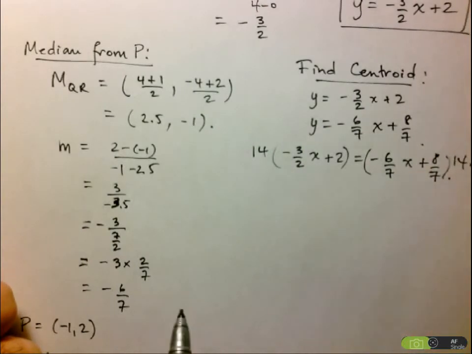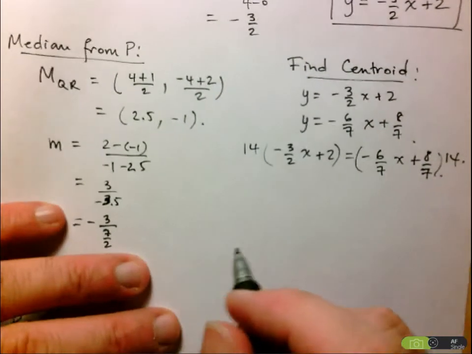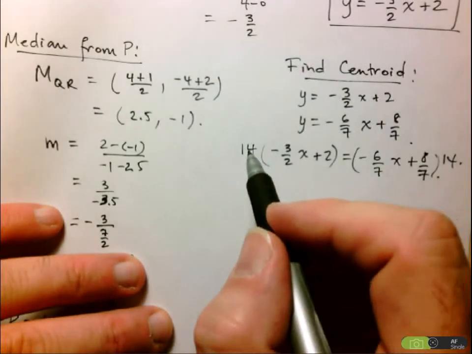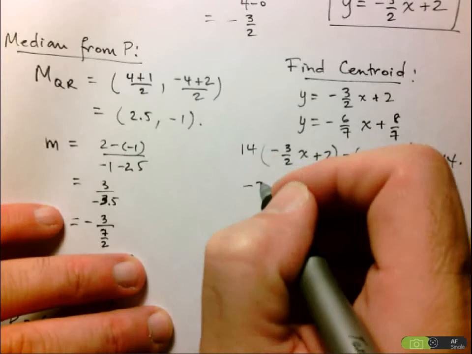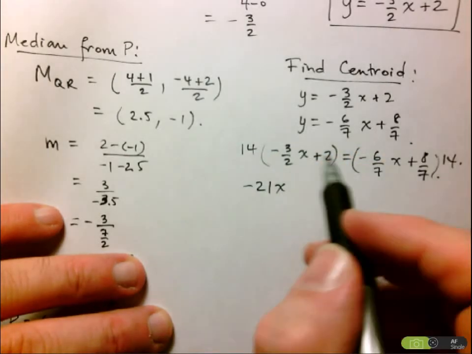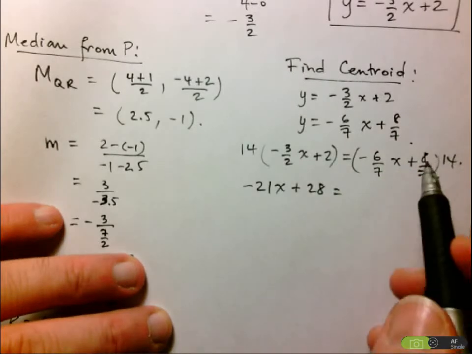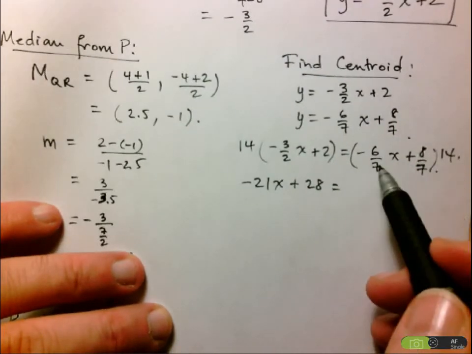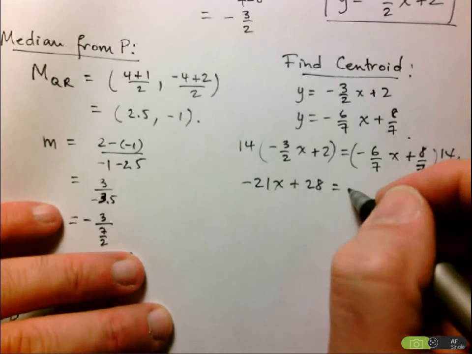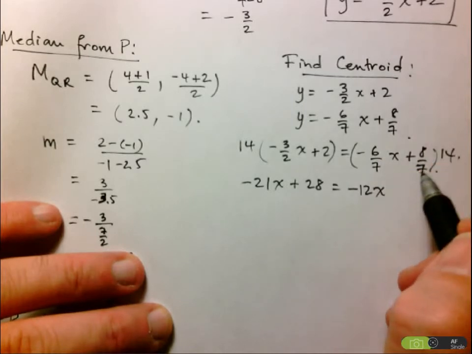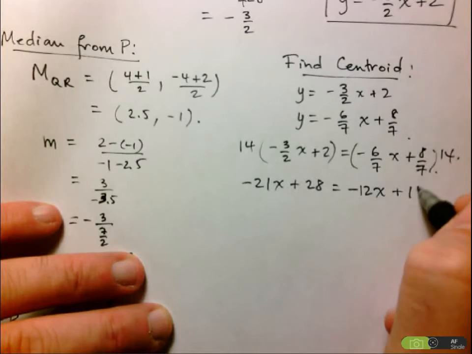Okay, so here we've got 14 and 2, and that reduces to 7. So 7 times negative 3 is negative 21x. 14 times 2 is 28. Now on this side here, 14 over 7 is 2, so times negative 6 is negative 12x. And here 14 over 7 again is 2, so 2 times 8 is 16.